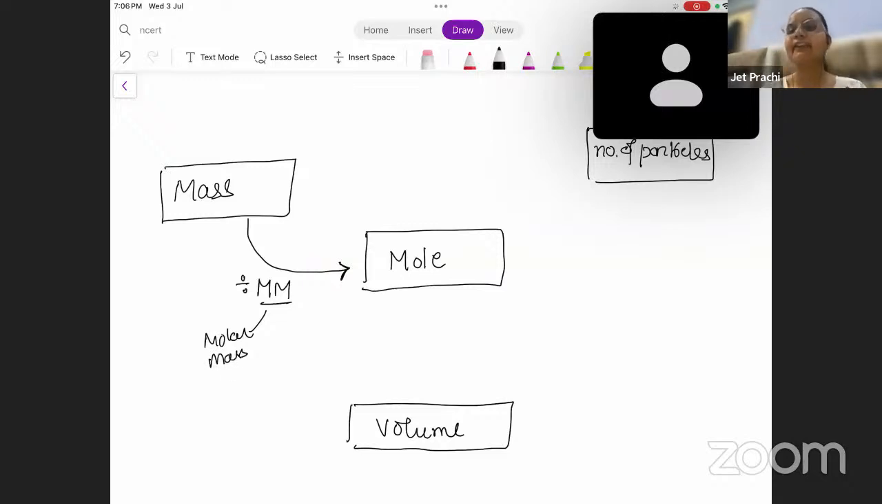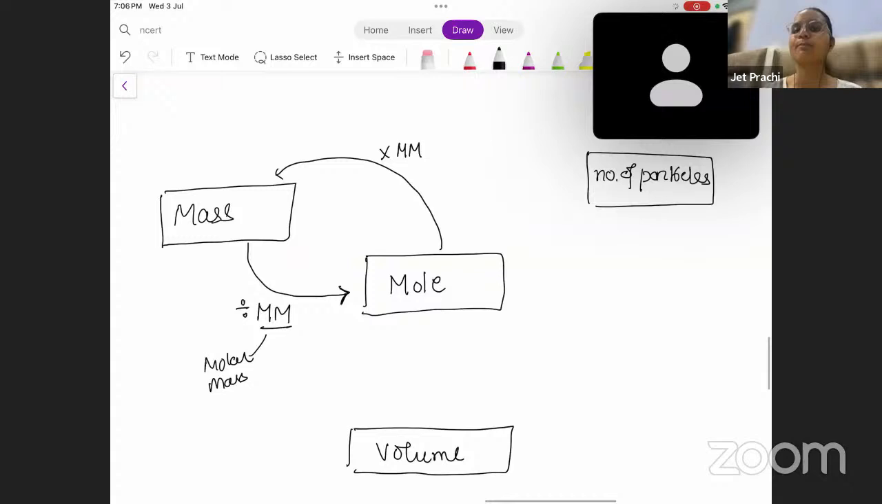And in case moles are given to me, then what do I have to do? I have to multiply it with the molar mass. Just look at this thing. This is a very important thing I am telling you. Look at this thing and absorb it, and then we'll move on to the number of particles.